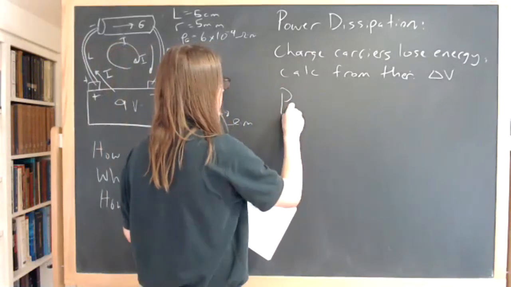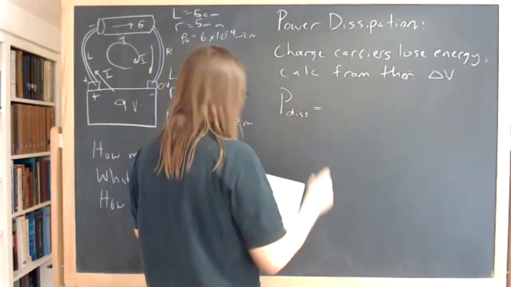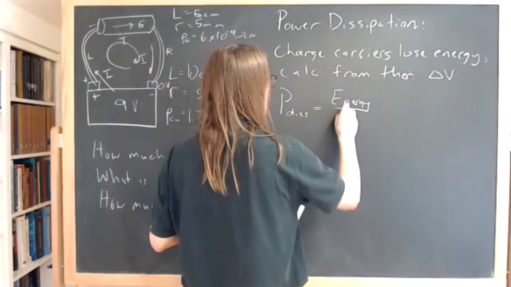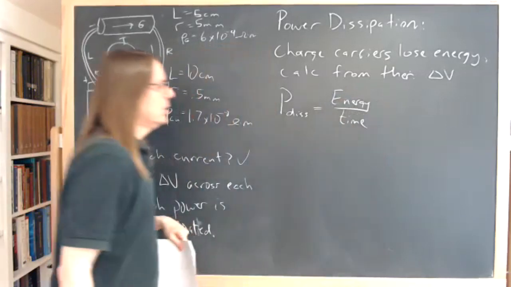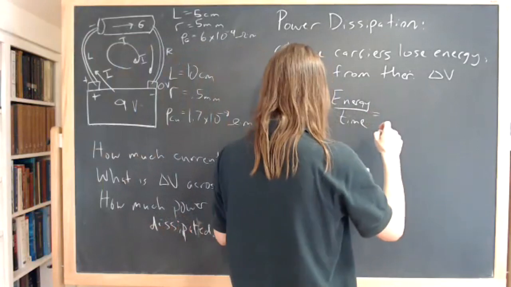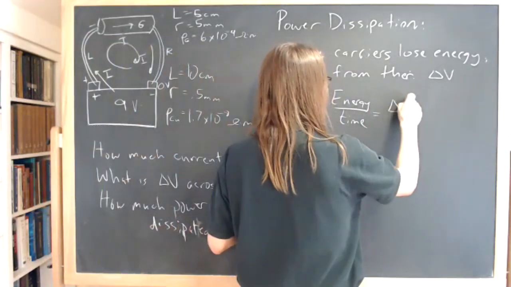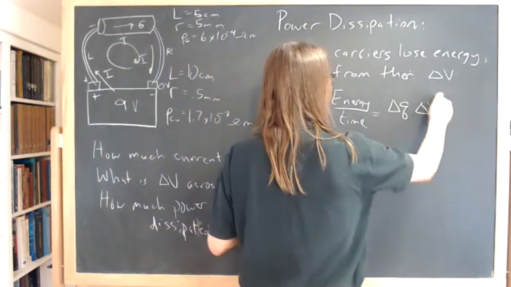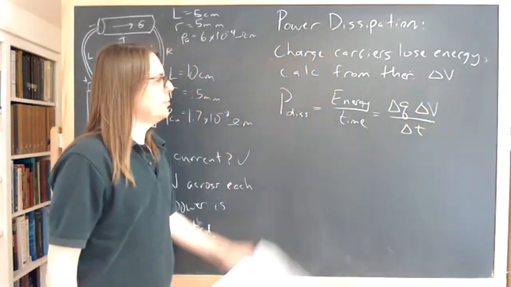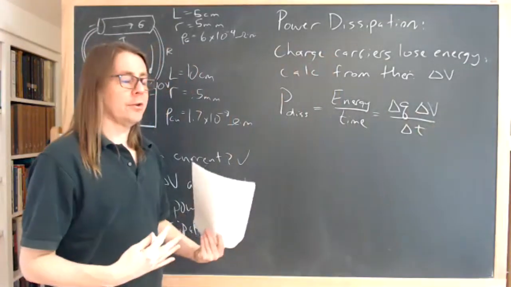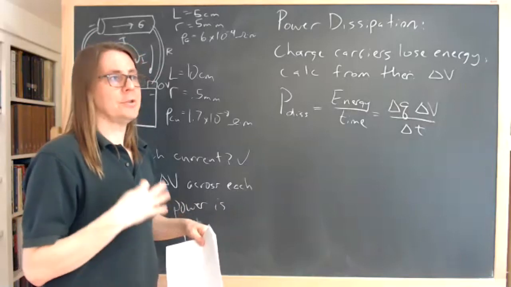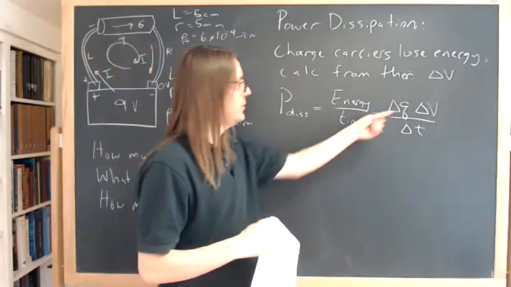So if we want to calculate the dissipation power, we know power is always energy per unit time. So in some time, you lose some amount of energy. How much energy do you lose? It depends on how much charge flows over what delta V in some delta T. If the current is the flow of charge per unit time, we say in some time, how much charge flows, that's just delta Q.